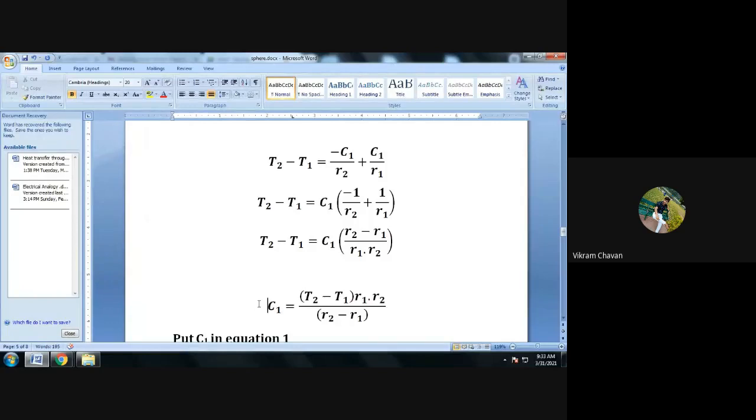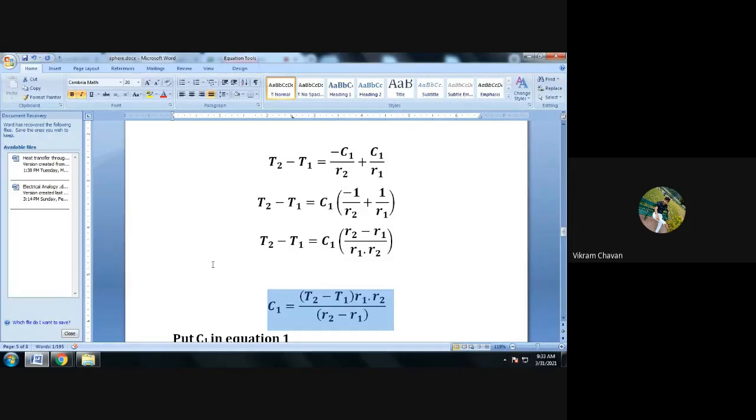So we'll get the C1 value. C1 is equal to (T2 minus T1) multiplied by R1 multiplied by R2, whole divided by (R2 minus R1). Okay, everyone with me? Is there any question, any doubt?